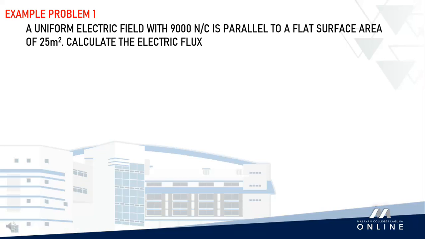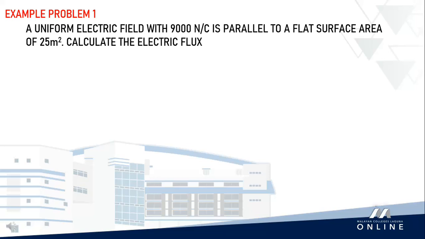Let us have some example problems concerning electric flux. In our first problem, it says that a uniform electric field with 9,000 newtons per coulomb is parallel to a flat surface area of 25 square meters. Calculate the electric flux passing through the square region.